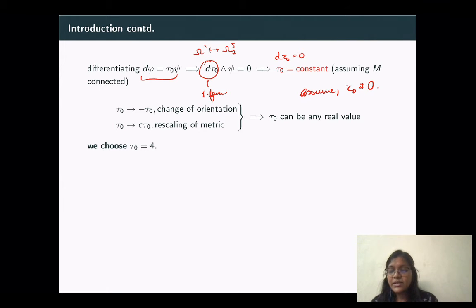And how we can do this is we can change the sign of tau naught by just changing the orientation. And we can also scale tau naught by just rescaling the metric. So by just playing with the metric and the orientation, you can choose tau naught to be any non-zero real number. And so for us, we will choose tau naught equals 4. So this is our assumption.